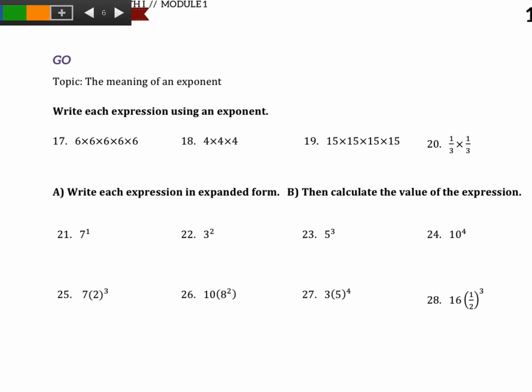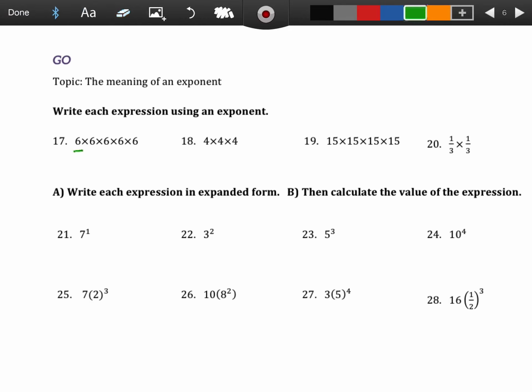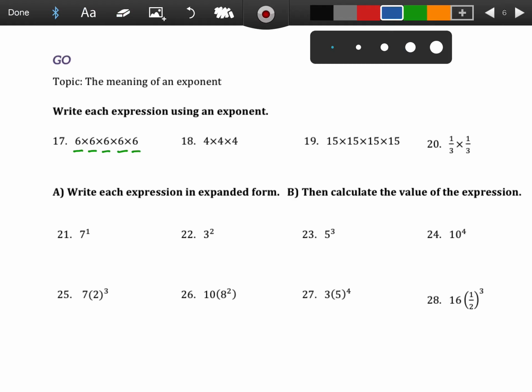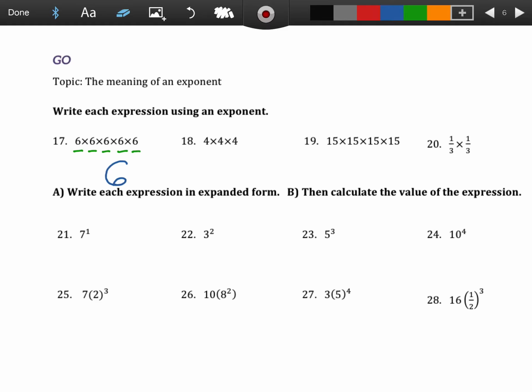So we have what base for 17? What number keeps repeating? Hopefully you're saying 6. And is this just one version of 6? Is it several versions of 6? Maybe if we look at the context, since we're looking at the meaning of an exponent, instead of writing out all 6 of these, or all 6s, how many 6s are there? Let's count them. 1, 2, 3, 4, 5.